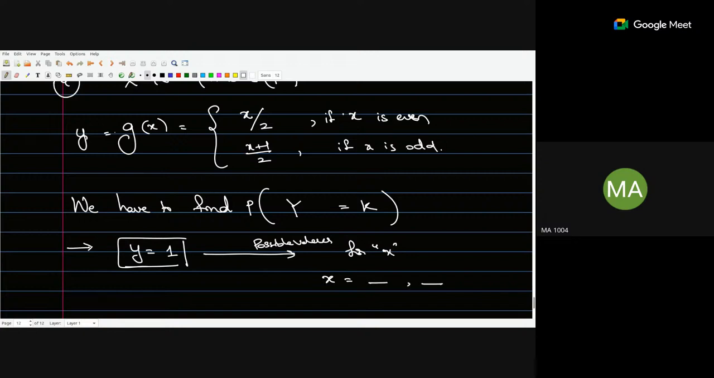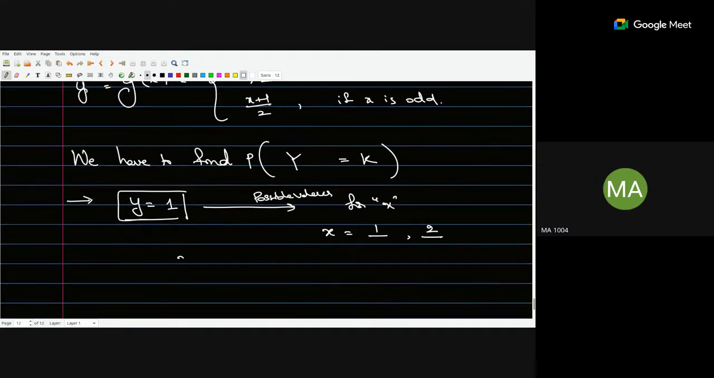You see, y is defined as x by 2 if x is even, and x plus 1 by 2 if x is odd. It can be either 2 or 3? No, it's 1. So in ascending order, if x is 1 or x is 2, I will get y as 1. Correct?